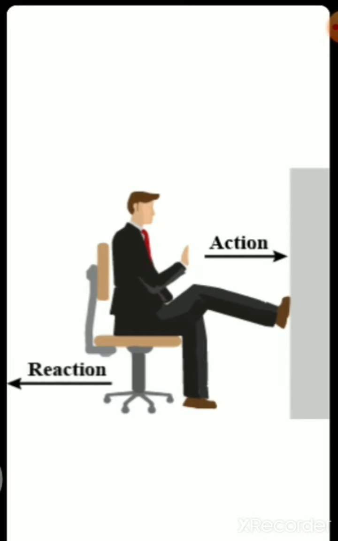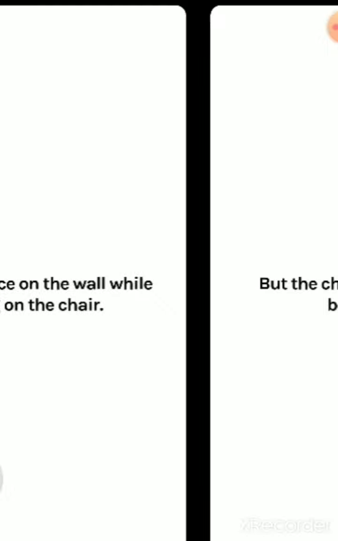Yes, we are performing some action on the wall. At the same time, that rotating chair or the wheelchair will move in the opposite direction. So here we apply force on the wall while sitting on the chair, but the chair seems to move in the backward direction. No doubt we are applying a force on the wall, but we are moving backward. What will be the reason behind this?